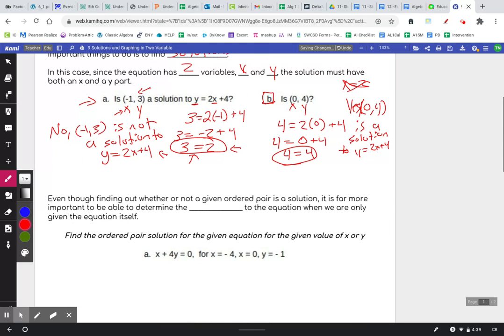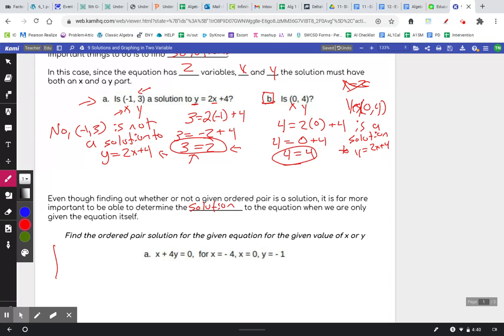It says, even though finding out whether or not a given ordered pair is a solution is useful, it is far more important to be able to determine the solution. Sorry, total brain fart. To the equation when we are only given the equation itself. So now we are going to generate the solution. We're not checking to see if a solution is right. We're checking to see what the solution is.